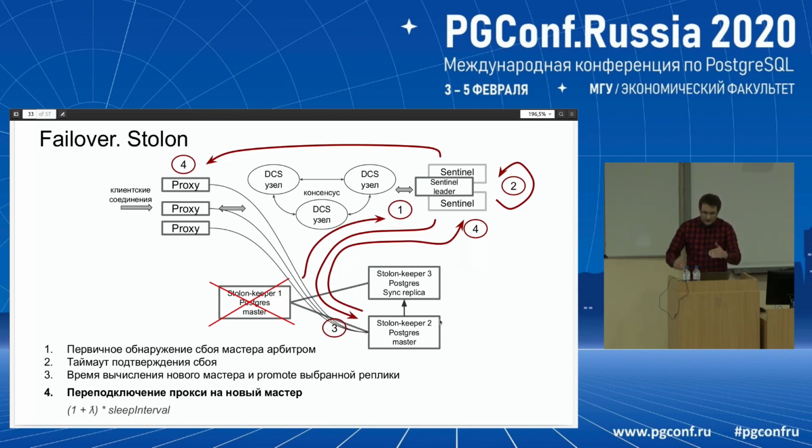And last but not least, after promotion of a new master, we switch to a different replica, and this information is captured by DCS too, and then through Sentinel, this information goes to the proxy. It captures this information, and then the reconnection is executed.